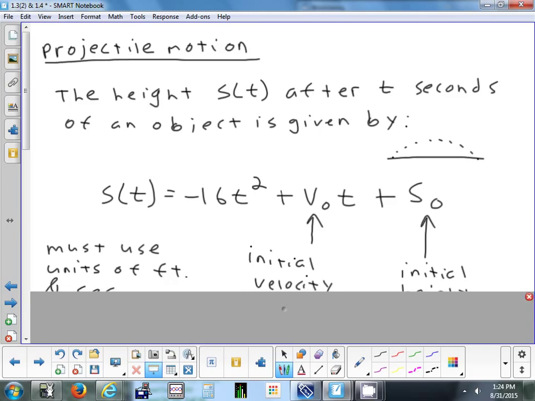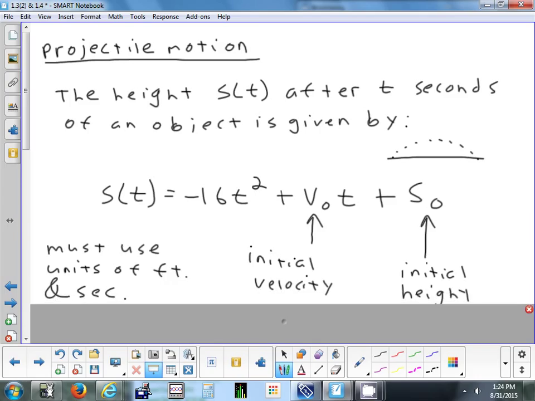There's a couple things that are important in this formula. One is initial velocity. That's how fast you throw it. And initial height. Initial height would come into play if, say, you were standing on top of a building and you throw an object off like that. If you read the problem and it says ground level, that means the initial height is 0.